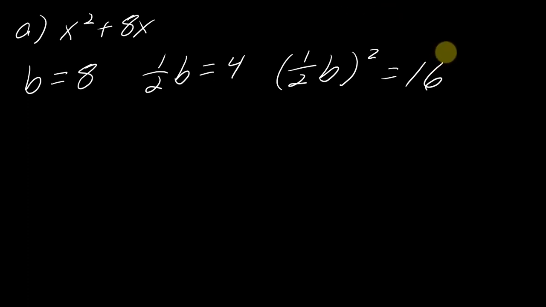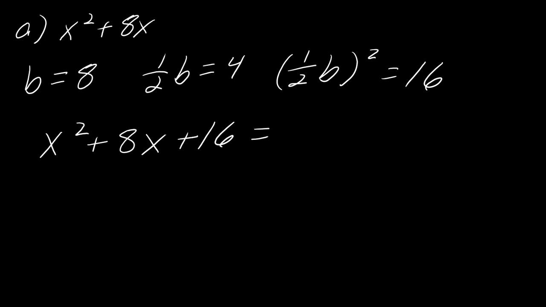Now we want to do the last part, which is to take this and add it to the expression and factor this. I would love if you would pause the video and do that on your own and hit play when you're ready. All right, so I'm going to have x squared plus 8x, and then I'm going to add the 16. Then to factor this, this will be x plus 4 squared, with the understanding that this plus 4, if I ever get lost, is always whatever my half b is. Okay, so let's keep going with this.